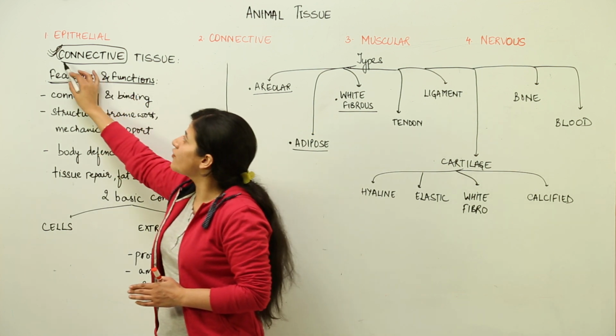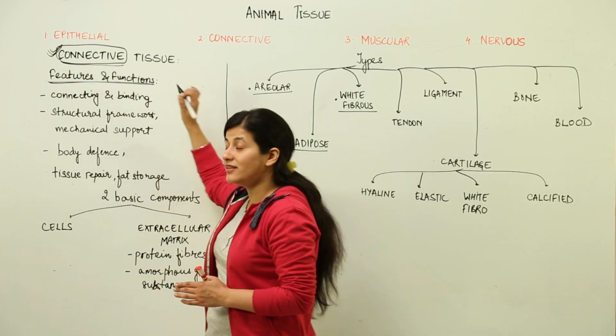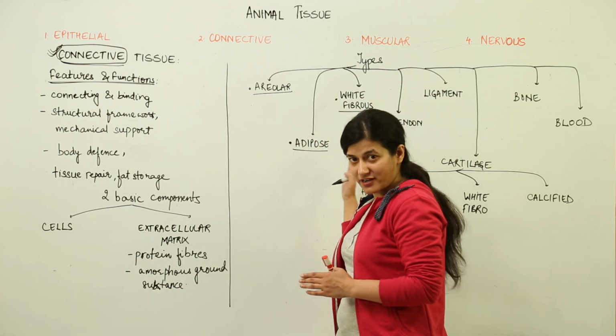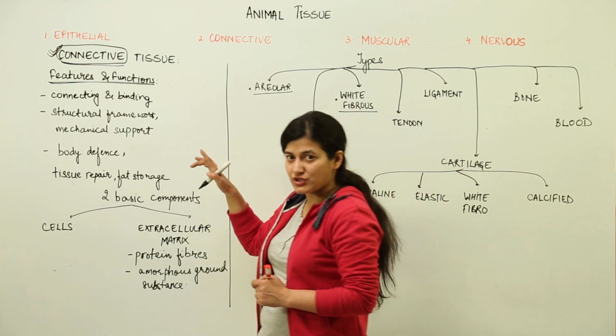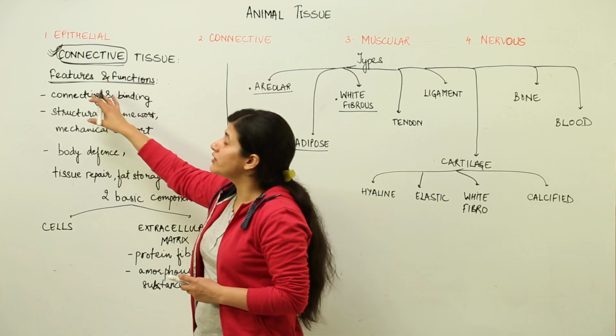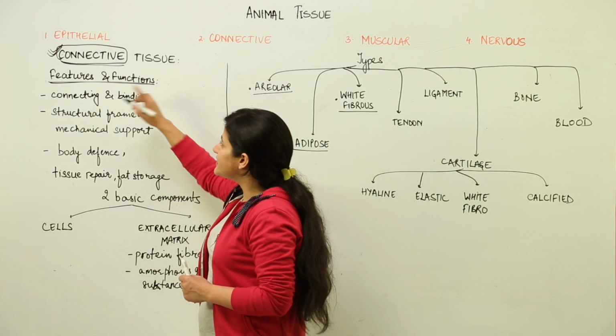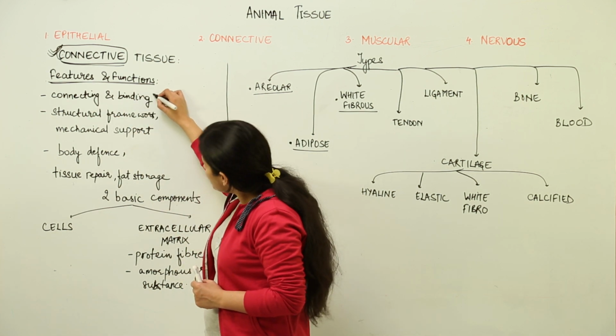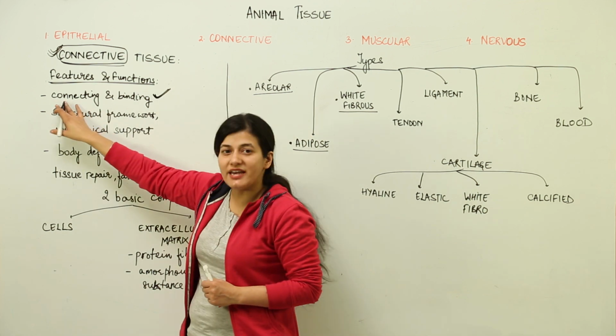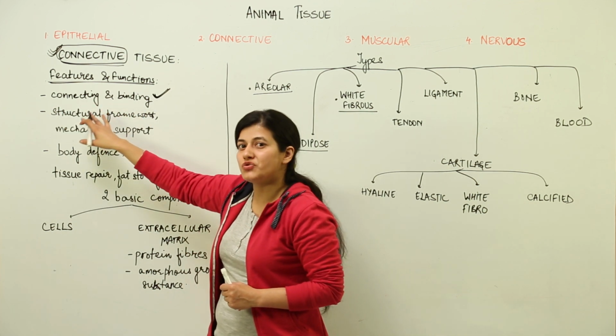So basically it performs the function of connection, and there are 8 different types of connective tissue which perform that function. Now let us see what are its features and functions. As the name suggests, the most important function is connecting and binding a tissue to other tissue.